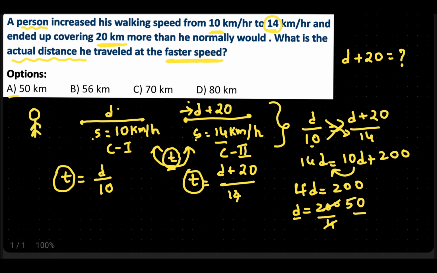No. Wait a minute. He said distance traveled at the faster speed. That's why we have to write here what is our final calculation. So our answer now is 50, which is the D that we calculated, plus 20 is equal to 70 kilometers, our final answer. Yeah, option C is our answer. 70 kilometers, C is our answer. Now our aptitude task is over. We shall now go for our next task.